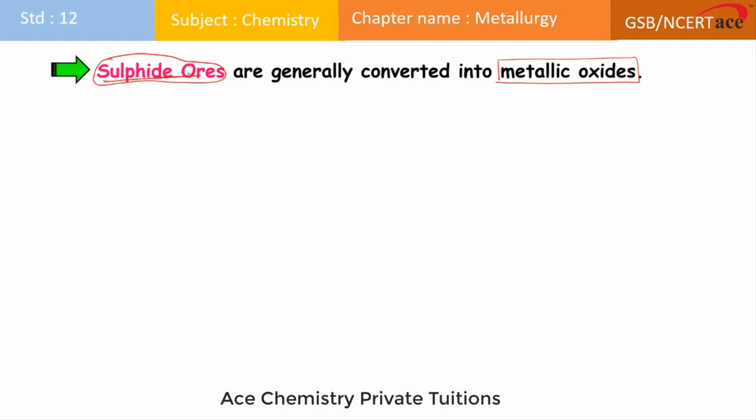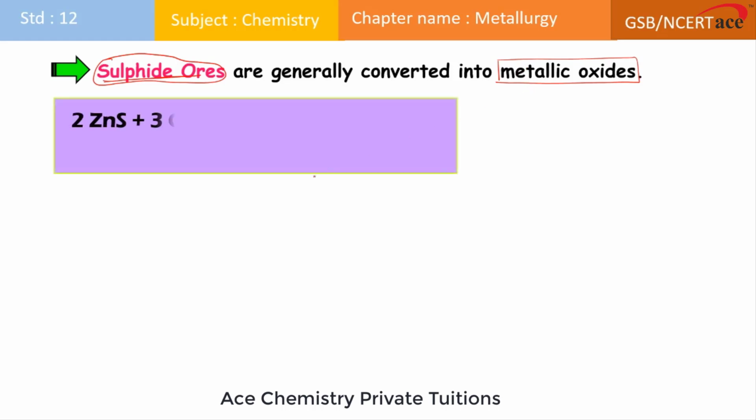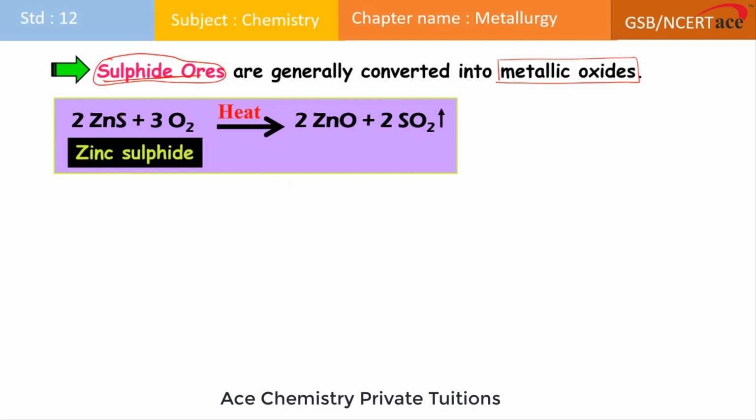The principle of this is that the sulphide ore is getting oxidized and it is forming what? Metallic oxide. Say, for example, in the case of zinc blende, student, which is also referred to as zinc sulphide, which is the chief ore of zinc metal, where zinc is associated with sulphur.